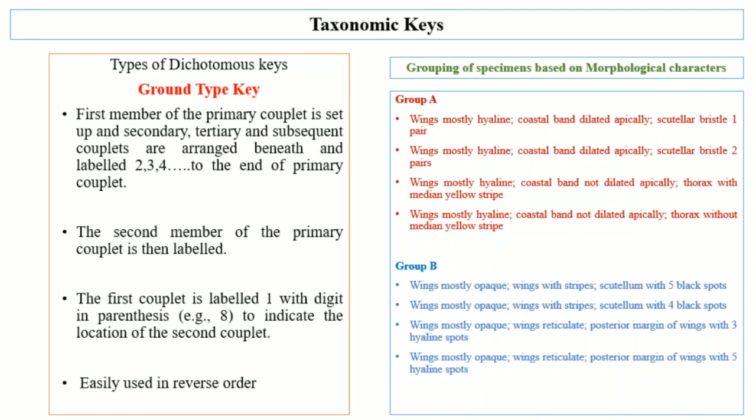So in the previous videos, we have used the taxonomic characteristics of fruit flies and the specimens of flies for preparing the taxonomic keys. In the same way, in this video we will use these characteristics, and we have arranged the taxonomic characteristics in the form of groups, group A and group B, on the basis of wing morphology. That is, the members of group A have wings that are mostly hyaline, whereas the members of group B have wings that are mostly opaque, and then so on. We have arranged these taxonomic characteristics in the form of couplets. So next we are going to see how we will prepare the ground type taxonomic key.